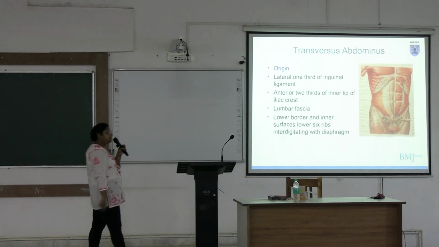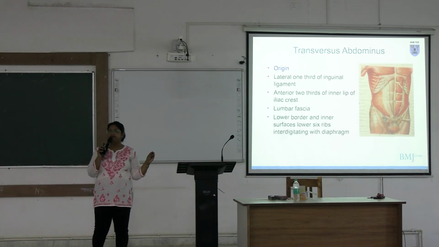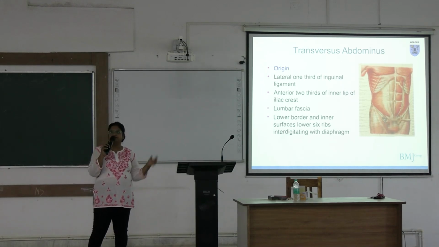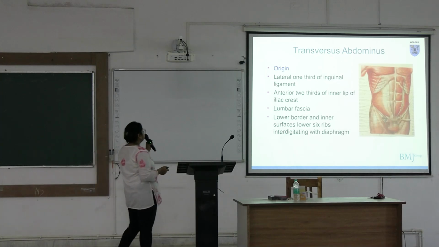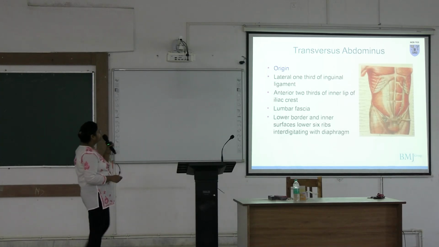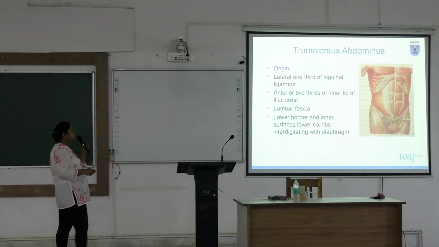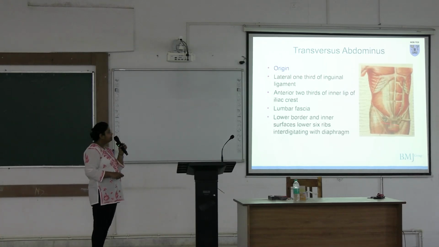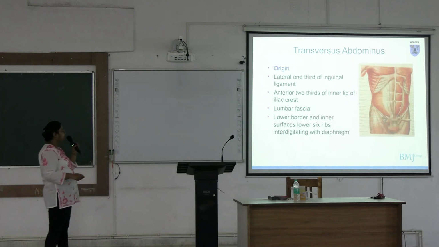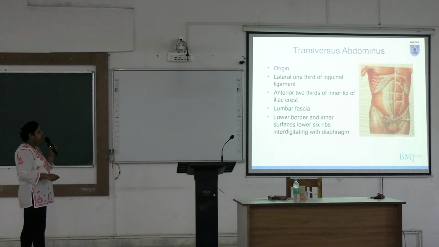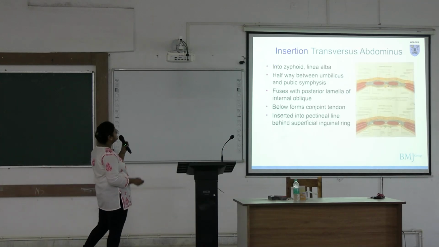Next, we are going to the transversus abdominis. External oblique is also supplied by the lower 6 intercostal nerves, up to the subcostal. Transversus abdominis origin is from the lateral 1/3 of the inguinal ligament, anterior 2/3 of the inner lip of the iliac crest, from the lumbar fascia, and the lower border and inner surfaces of the lower 6 ribs interdigitating with the diaphragm. So this is the origin of the transversus abdominis.